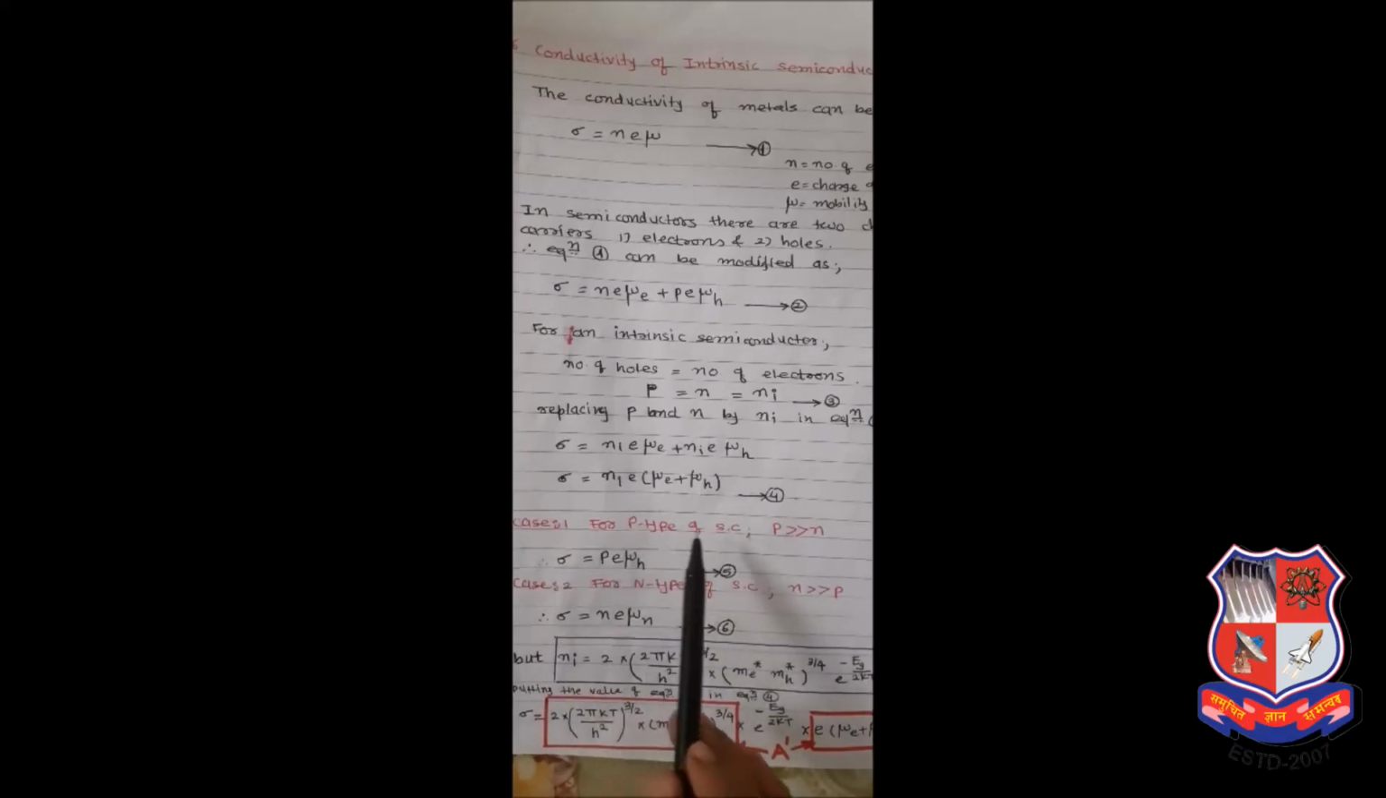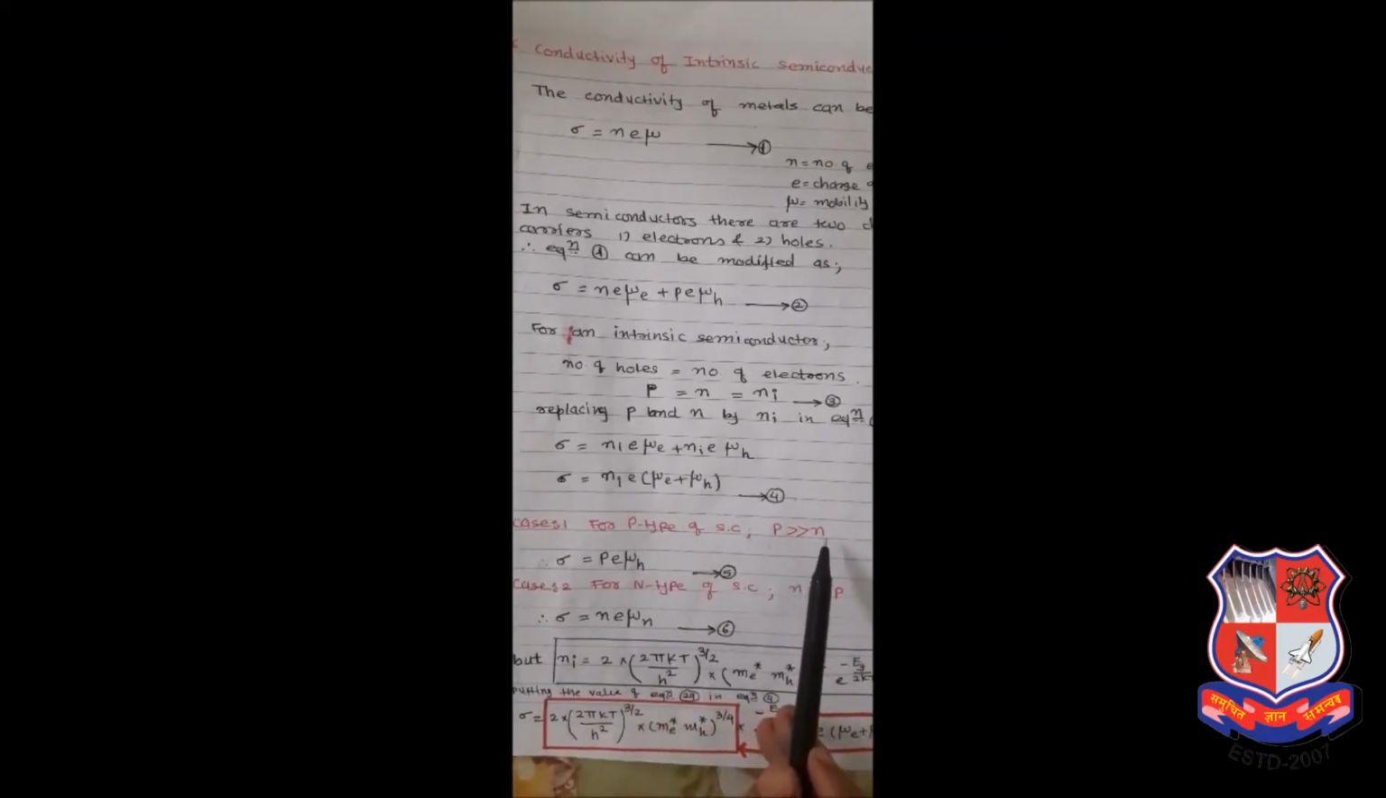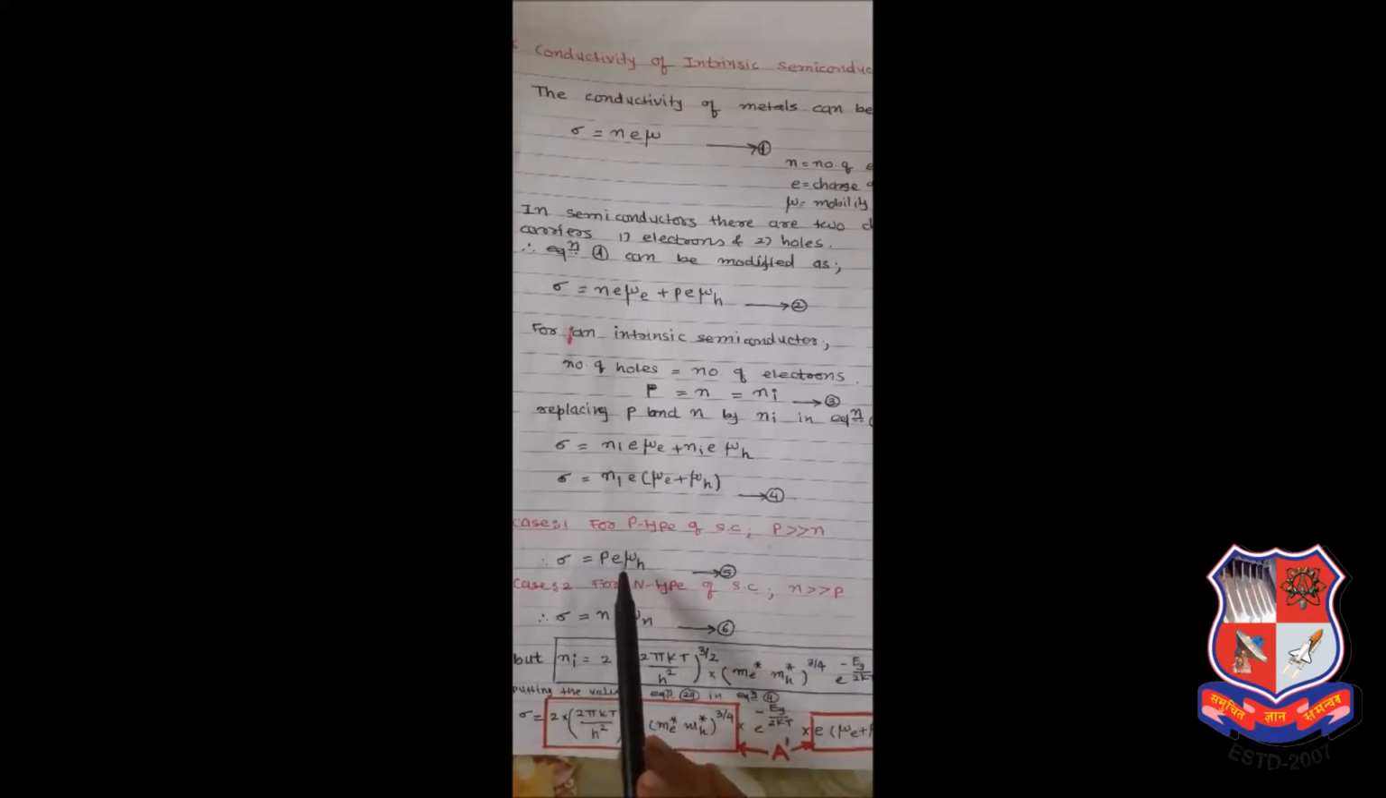Now we will discuss it for two cases. For a p type semiconductor, where p is greater than n, we will say that sigma is equal to p e mu h. And for case 2, for an n type semiconductor, where the number of electrons is much higher than the number of holes, so n is much greater than p, sigma is equal to n e mu e.